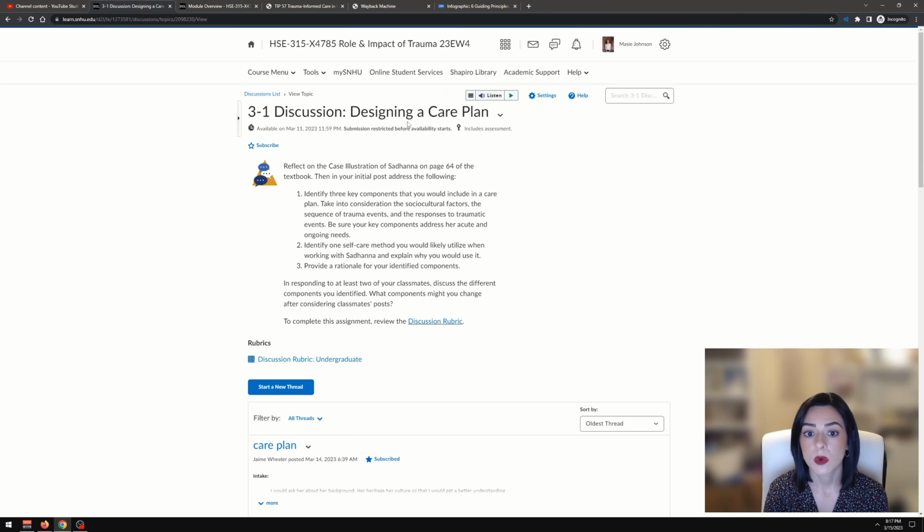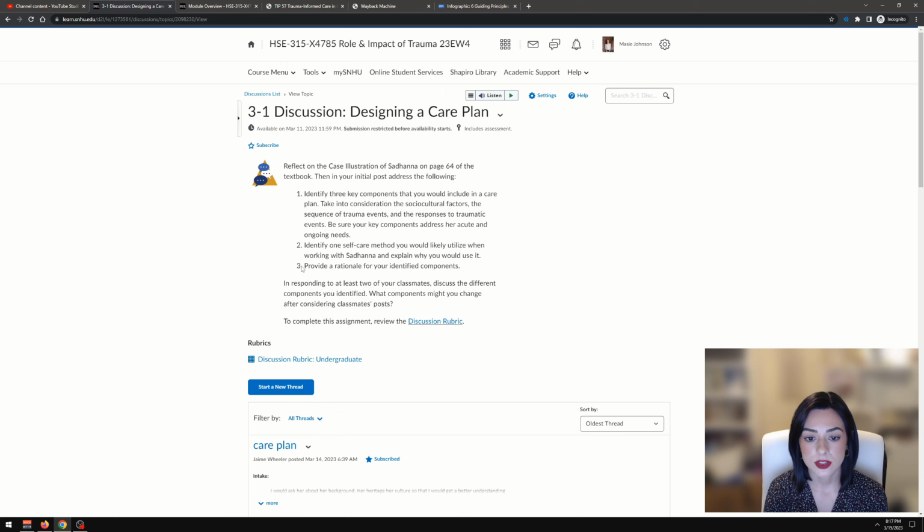So what we're looking for with this discussion, it's not so much that you would identify the wrong 3 key components, but whatever the key components are that you identify, you just need to be able to make an argument and support with evidence why you think those 3 key components should be prioritized over other components that you might have included.